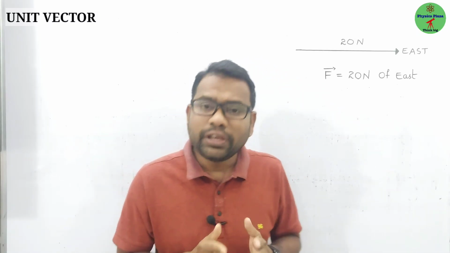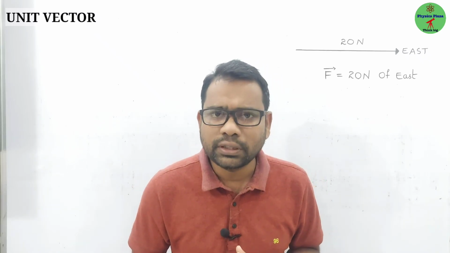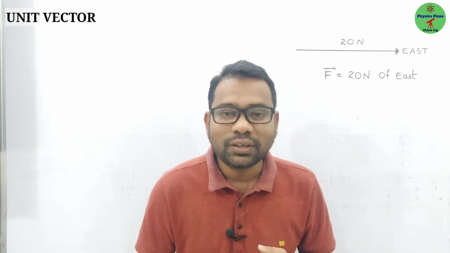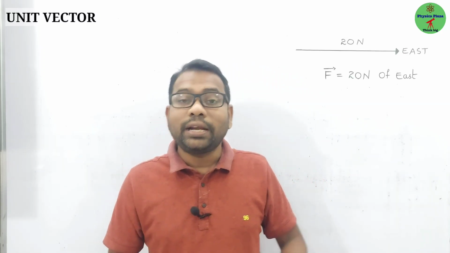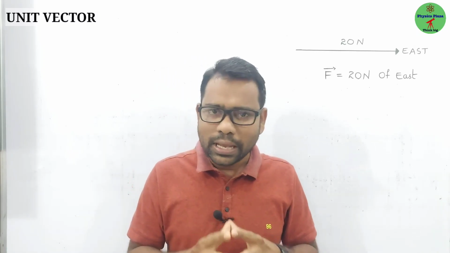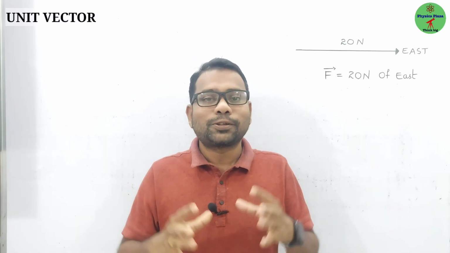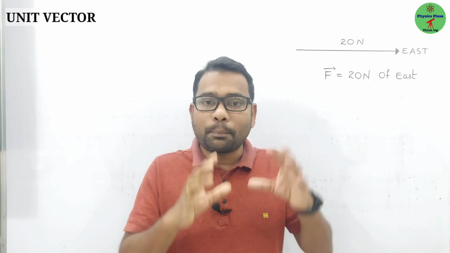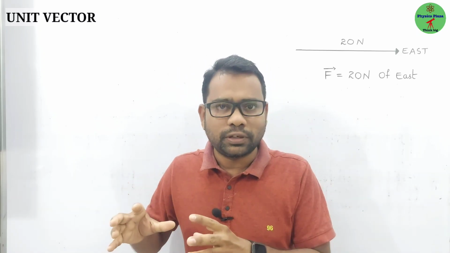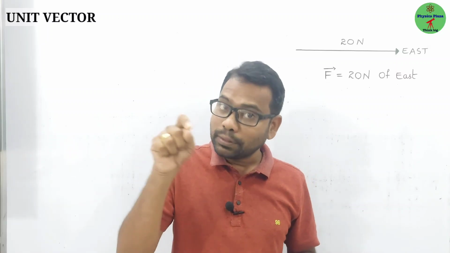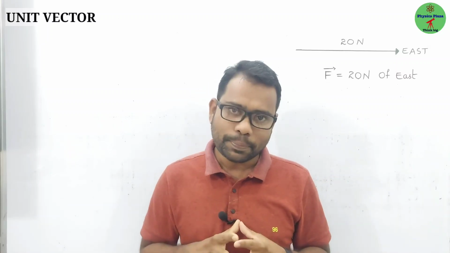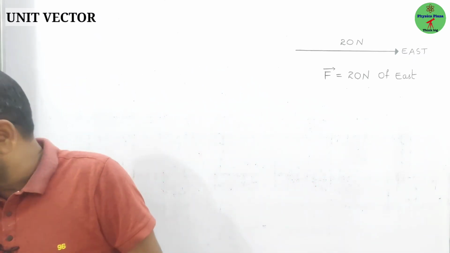Children, we know that a vector must have 3 properties. One, a vector should have a magnitude; two, it should have a direction; and it should also obey the law of vector addition. So in that, we are talking about magnitude. Throughout our discussion, magnitude is very important. If for any vector the magnitude is 1, then such a vector is called a unit vector.